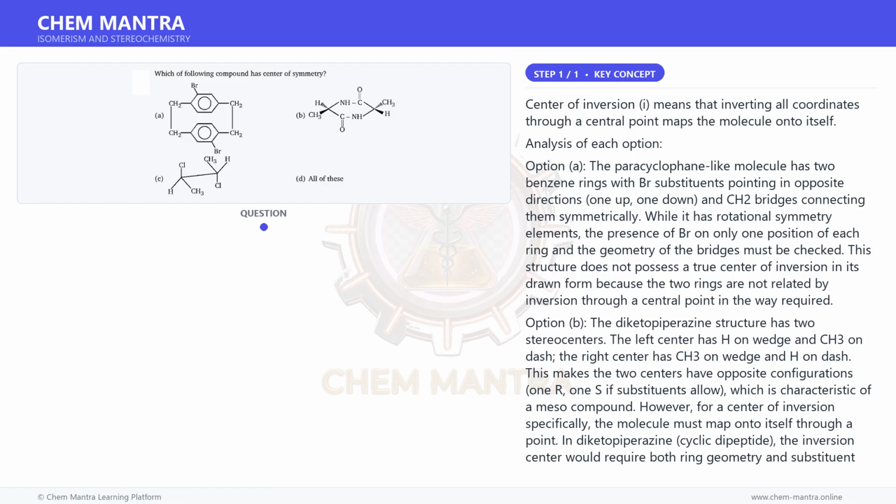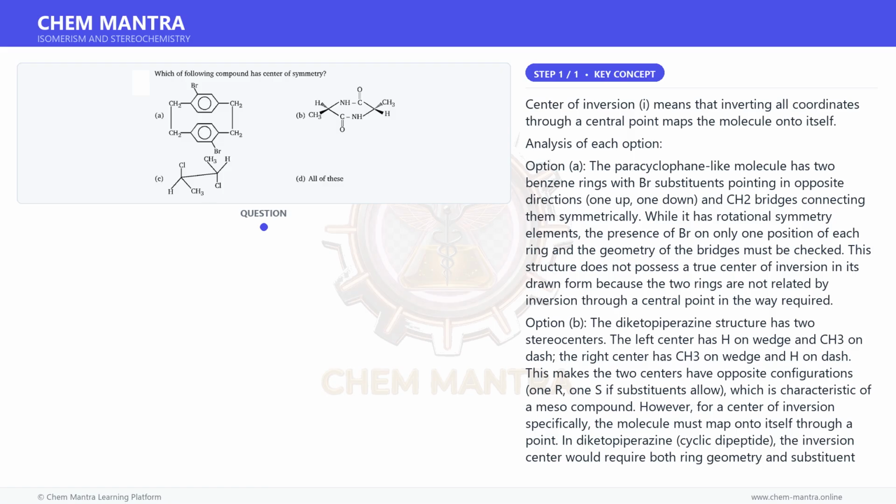Analysis of each option. Option A. The paracyclophane-like molecule has two benzene rings with Br substituents pointing in opposite directions, one up, one down, and CH2 bridges connecting them symmetrically. While it has rotational symmetry elements, the presence of Br on only one position of each ring and the geometry of the bridges must be checked. This structure does not possess a true center of inversion in its drawn form because the two rings are not related by inversion through a central point in the way required.